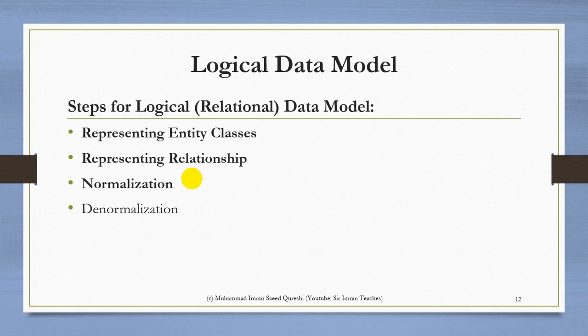Now let's move towards the steps for the logical relational data model. In fact, there are 4 steps: represent entity classes, represent relationships, normalize and denormalize. So let's start with what it means to represent entity classes.